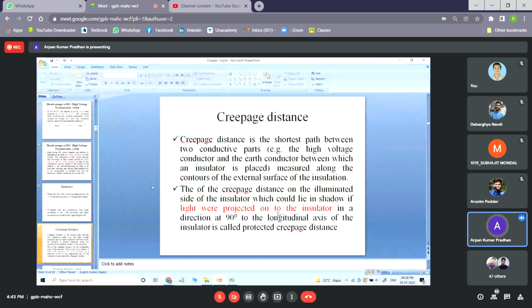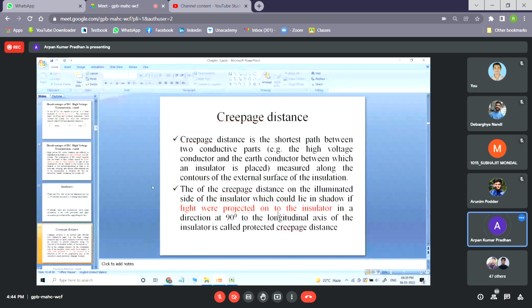Now let's try to understand what the insulator does. If you consider the transmission line tower structure, the tower has zero potential because it is grounded. From the tower there is a cross arm, from the cross arm the insulators are there, and from the insulators the transmission lines are hung. The potential at the cross arm is zero because it is connected to the tower, and the transmission line is a high voltage line, so it has a very high potential.